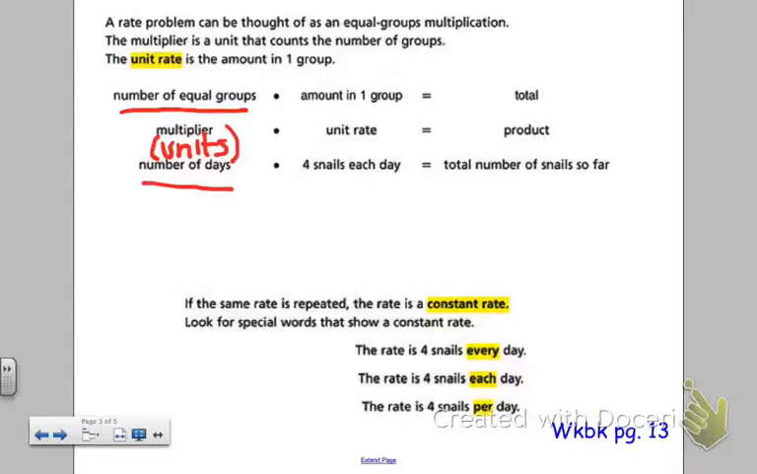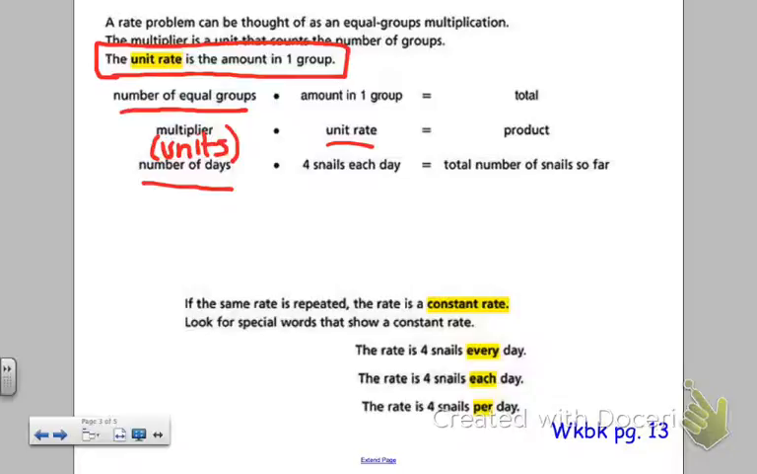The units are always going to be the ones that get multiplied, and they're going to be multiplied with the unit rate. The unit rate is the amount in one group. Remember, there were 4 snails every one day. In Noreen's case, it was $3 per day that she deposited in her duck bank. That's a unit rate, $3 for one day.